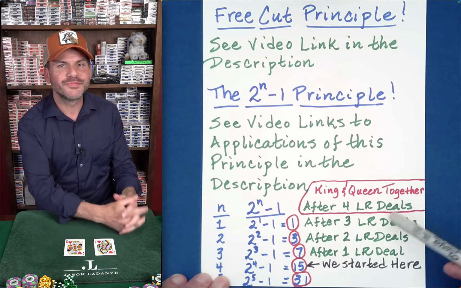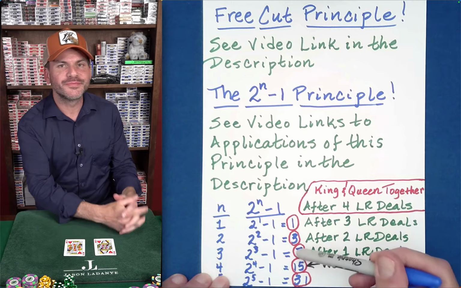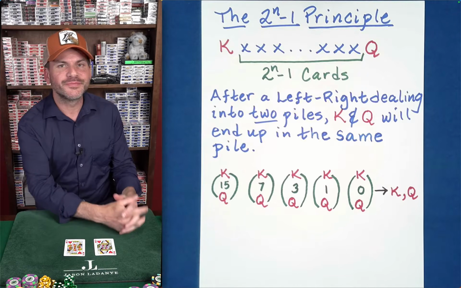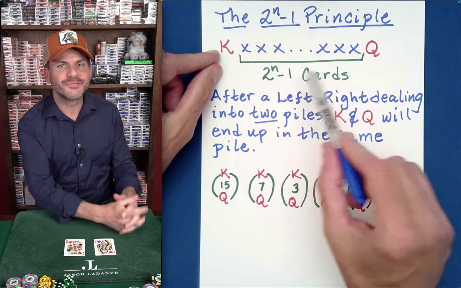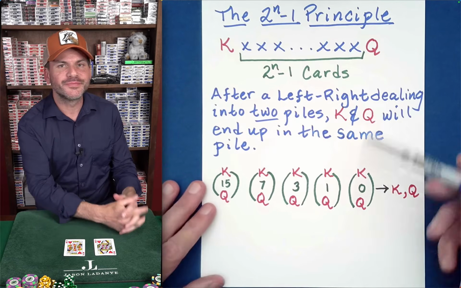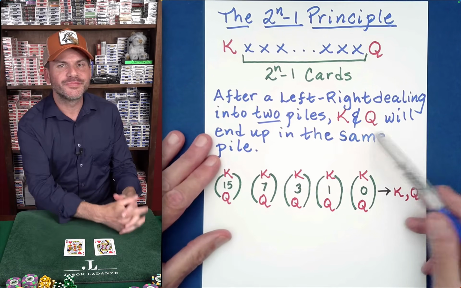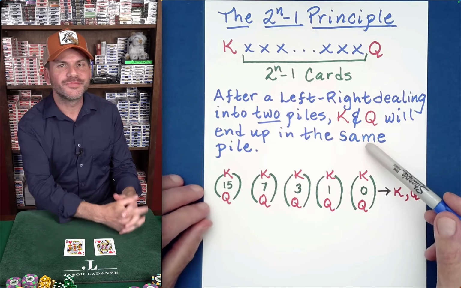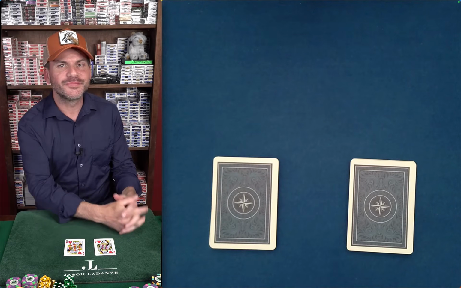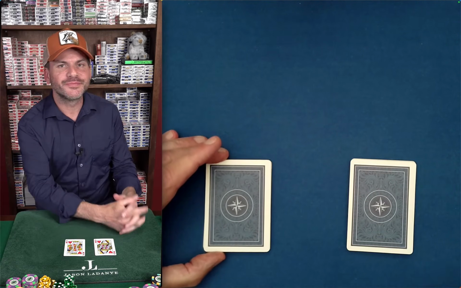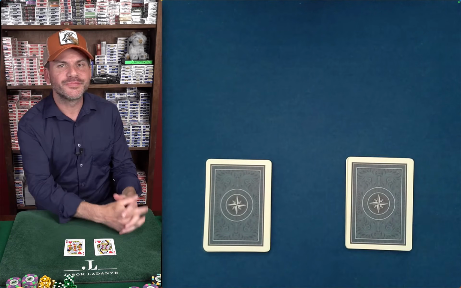Now, relative to the LR deal, these are all related. Because if you begin with two cards, let's say the king and queen, and there's 2 to the n minus 1 cards between them, after just one left-right dealing into two piles, the king and queen will end up in the same pile. Now, one thing that Jason didn't do, which you could do, in fact, maybe I'll just quickly illustrate it here. So let me just step through this because there's more that you can do as a convincer than Jason did. Now, he maybe was trying to keep the video from being too long, which is fine.